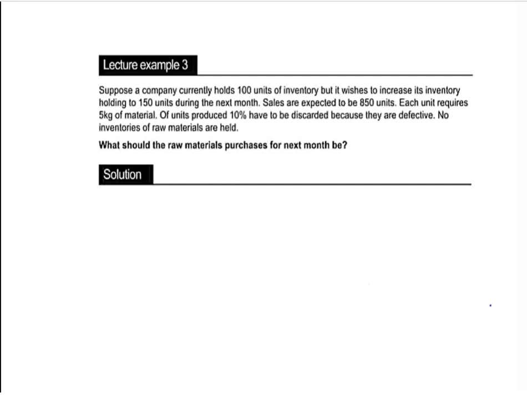Example 3 sees a typical exam question from section A. So we want to know then how much we've got to buy in terms of raw materials in the next month for production. So what we need to start off then is looking at our sales. Sales then are planned to be 850 units, but we're not necessarily going to be making the 850 because of these inventory figures.